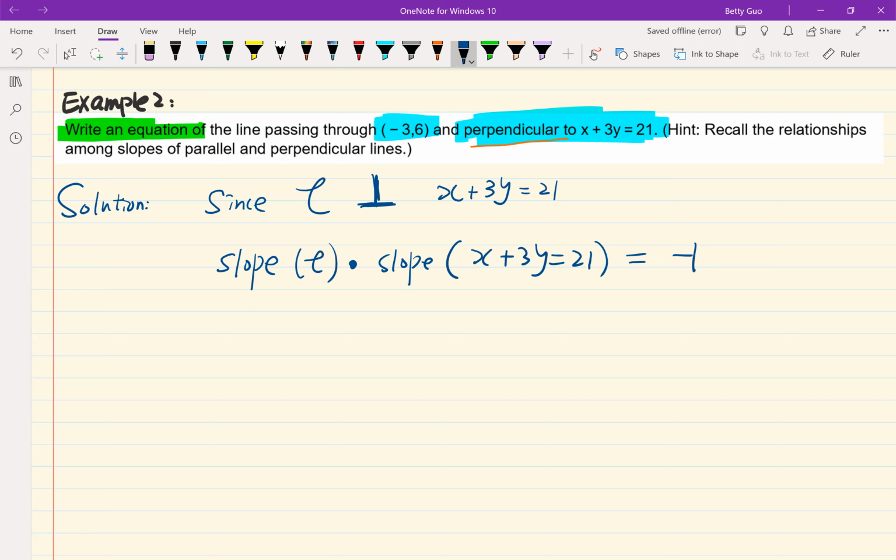Okay. Let's see, what's the slope of x plus 3y equals 21? We're going to do that here. For x plus 3y equals 21, we need to find the slope for it. Tell me what form this equation is in. Standard form, point-slope form, or slope-intercept form? Standard form, right? Okay. How do we find the slope for the equation, which is in the standard form?